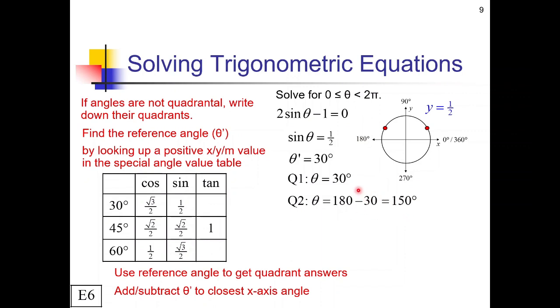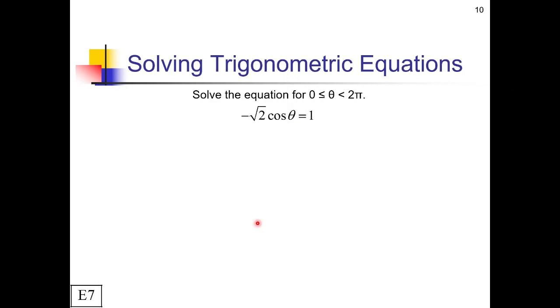And then as a last step, converting these into radians, 30 over 180, that's going to be pi over 6 radians. And then 150 over 180 reduces to 5 over 6, so 5 pi over 6 for that one. Here's another example for us to try out.